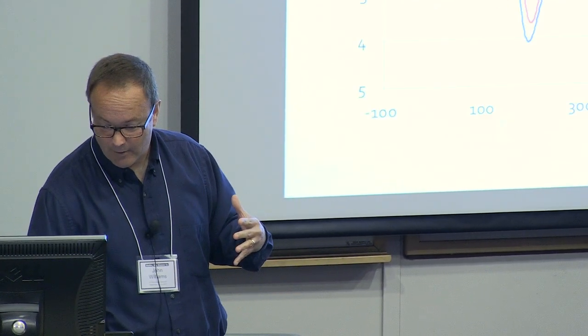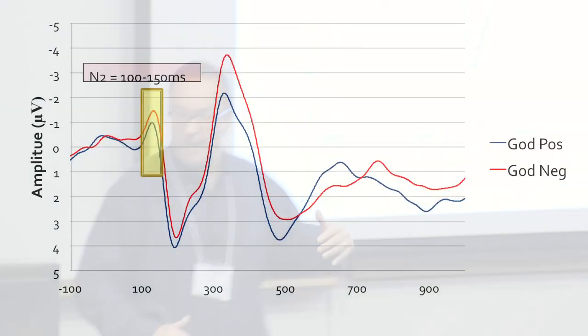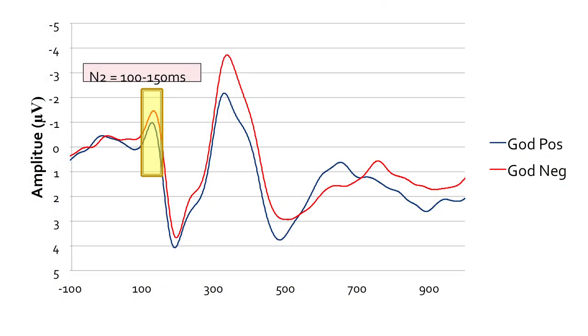And the way we analyzed it at the bottom here is that the data we used was actually just a subtraction of the God negative amplitudes minus the God positive amplitudes. Now this makes it really tricky to interpret the results, because if we go back to this, notice that the amplitude for the N2 is a negative amplitude. And so if we're saying that the God negative amplitude is greater than the God positive amplitude, it's greater, but it's more negative.